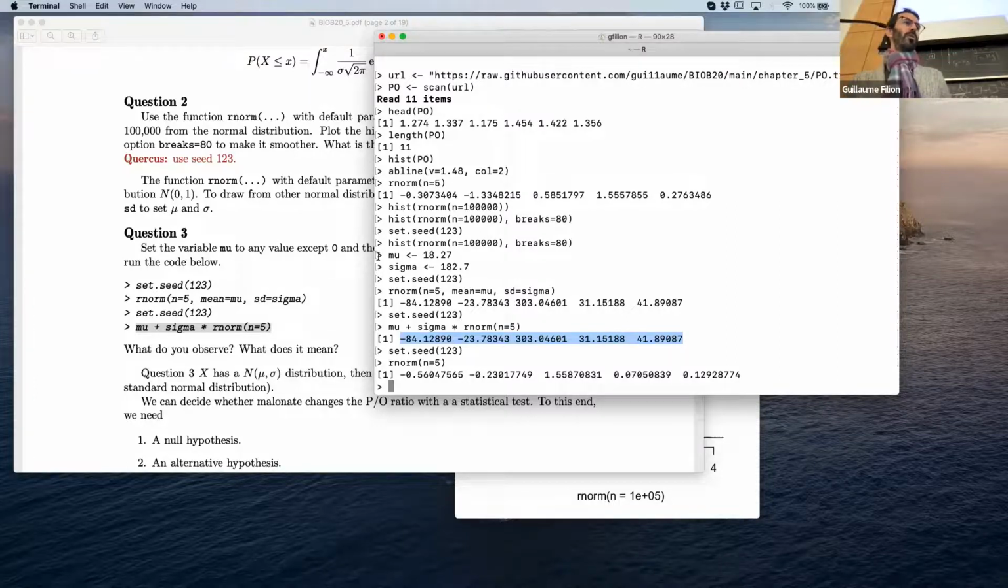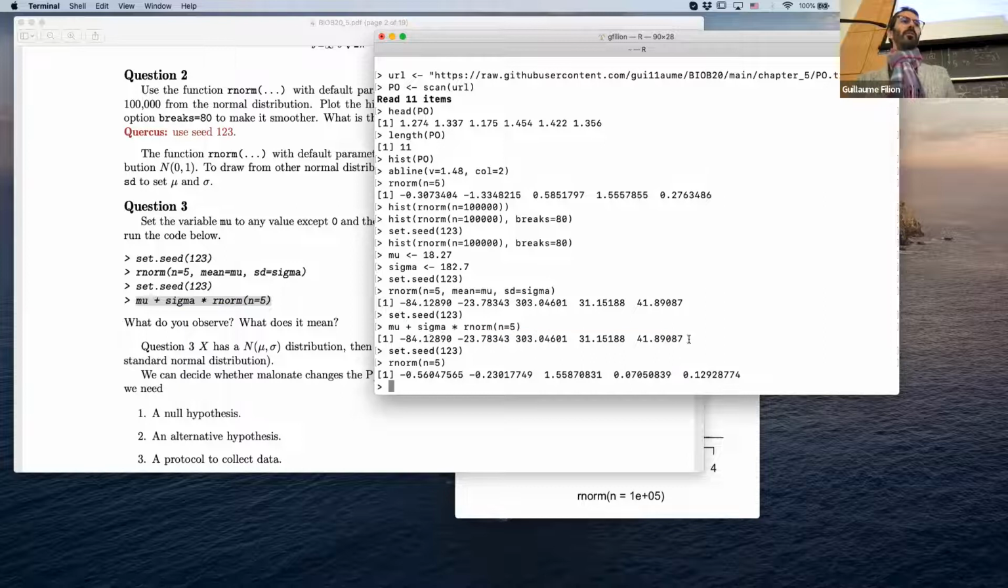So what do you observe? What does it mean? What we observe is that the numbers are exactly identical. There's no difference between them. It means that instead of generating the numbers from N(mu, sigma), you can always generate them from N(0, 1). You don't have to specify mu and sigma, because you can always, after the fact, multiply by sigma, add mu, and then you get the same distribution as N(mu, sigma).